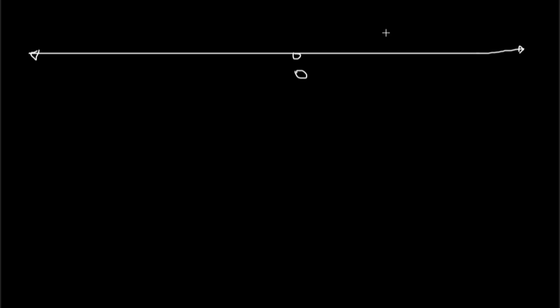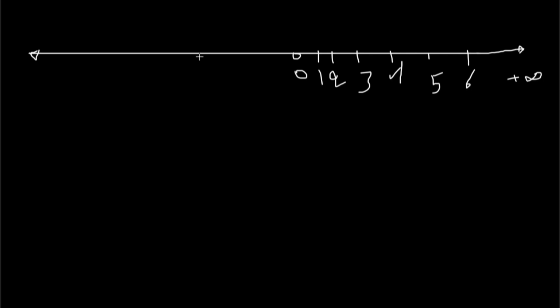The center of the number line is 0. From 0, as we move to the right, numbers increase. For example, 1, 2, 3, 4, 5, 6, positive infinity.